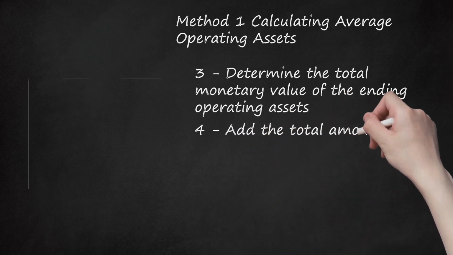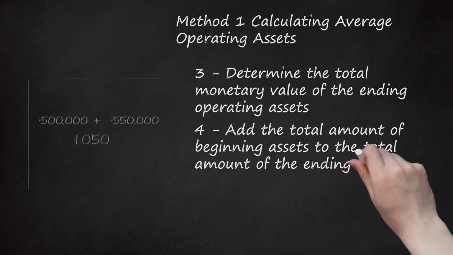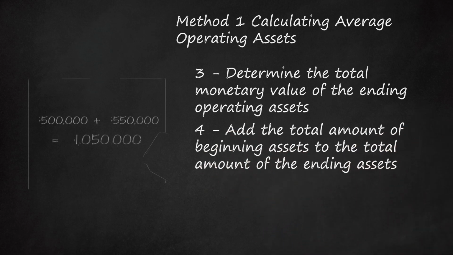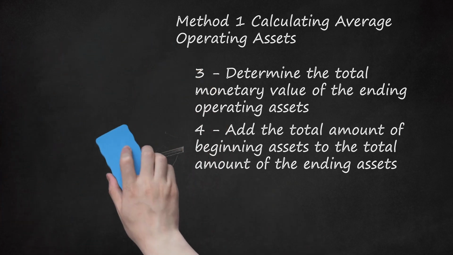4. Add the total amount of beginning assets to the total amount of the ending assets. Combining the two figures makes it possible to arrive at a number that can then be used to identify the average operating assets for the desired time period. You will be taking an average of the two numbers. $500,000 beginning operating assets plus $550,000 ending operating assets equals $1,050,000.